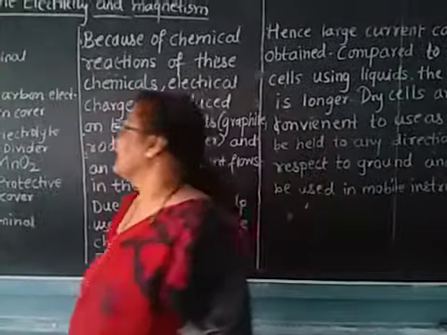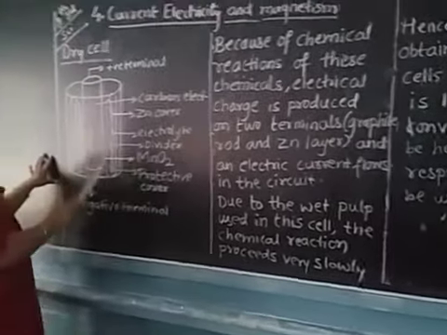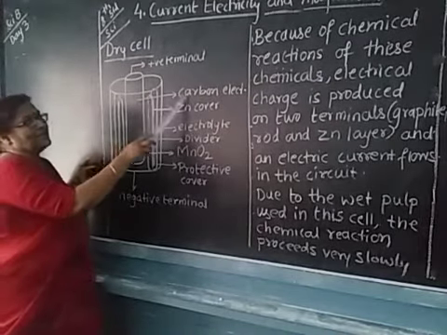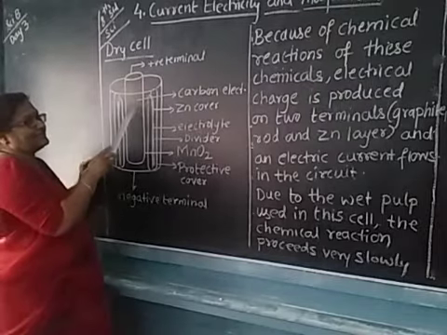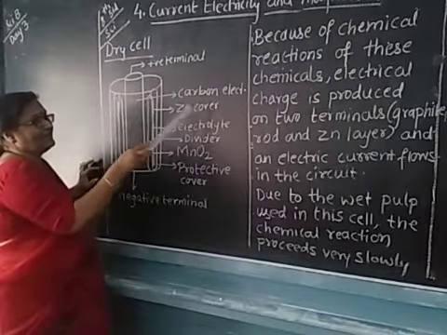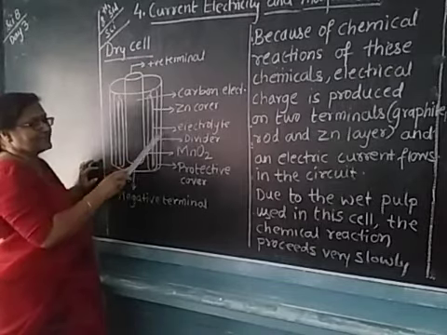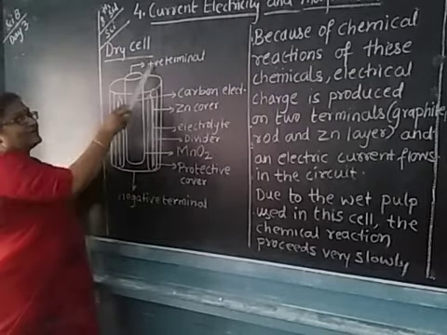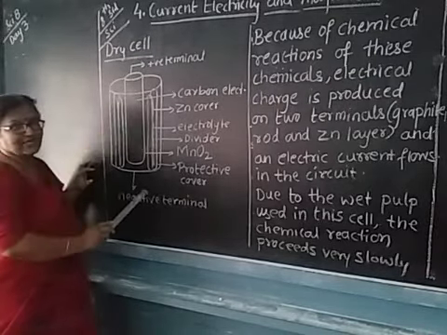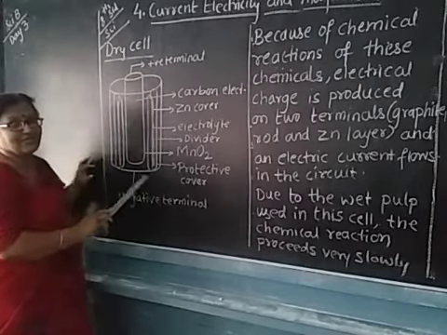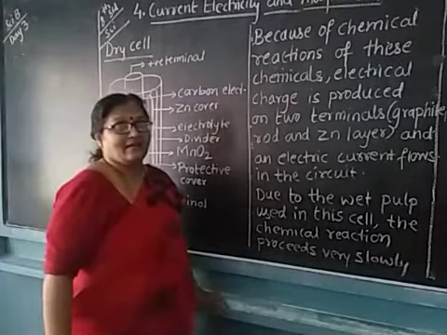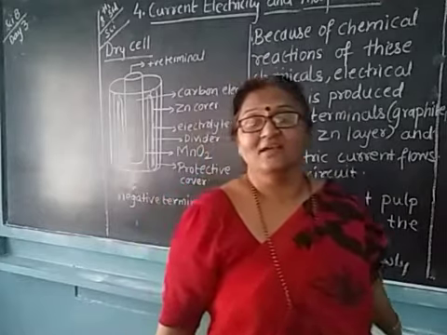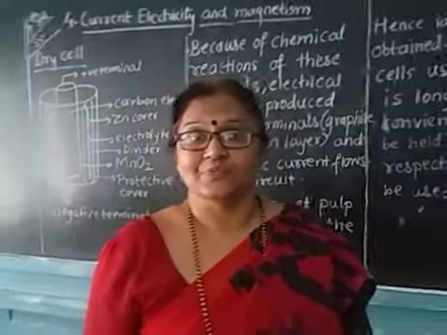Once again I will repeat that. See here, there are two terminals, positive and negative. There is a carbon electrode present at the center, covered by a zinc cover. Then there is an electrolyte, a divider, manganese dioxide, and protective layers. Through the positive and negative terminals the current flows, and this dry cell is very convenient to use because we can hold it in any direction.